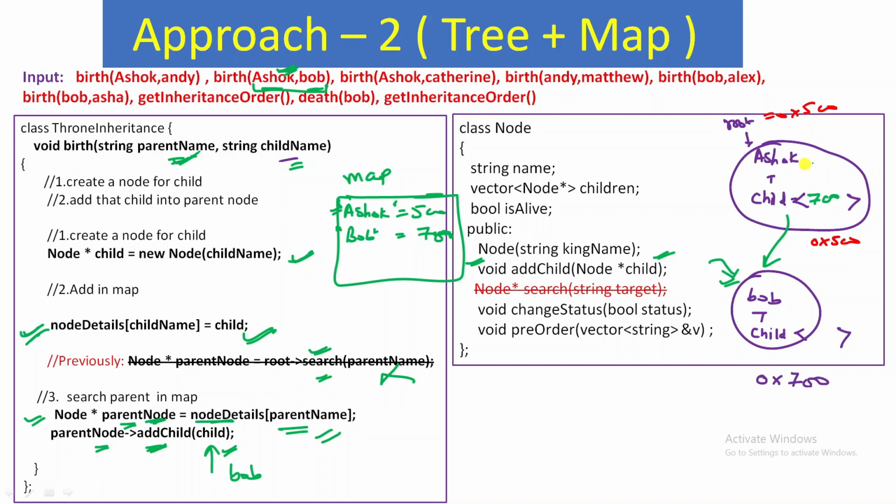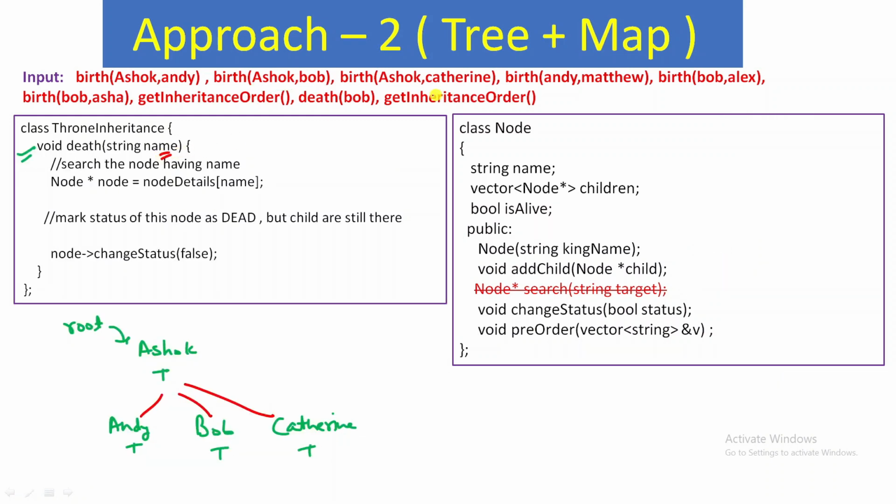Now we will not be calling starting from the Ashok. We are directly getting the address of the Bob in O(1) time. Let's say Bob is passed in the death API. We have to change the status of the Bob to false. Previously what we were doing, we were searching starting from the Ashok for the Bob. Where is Bob? Where is Bob? In the depth first traversal it was taking a lot of time. We were using the search API.